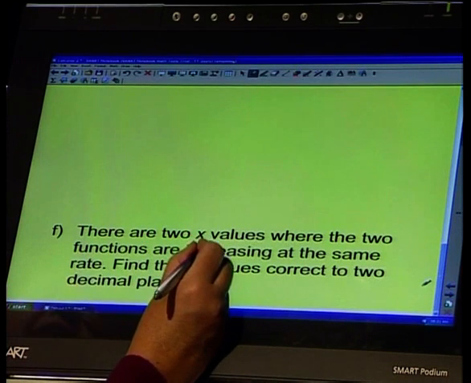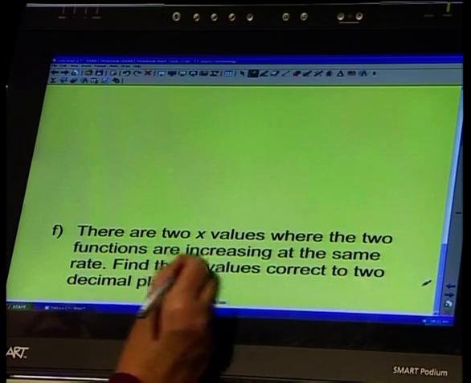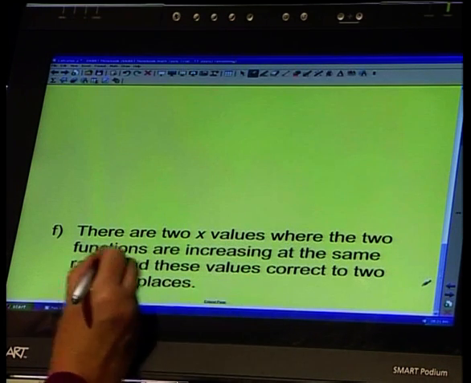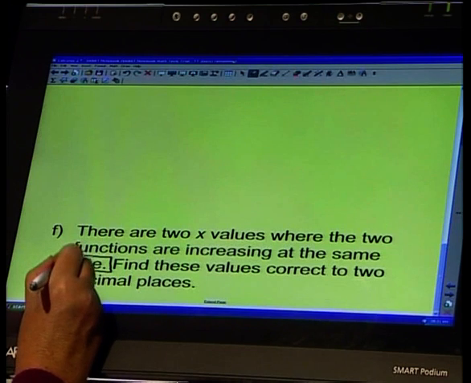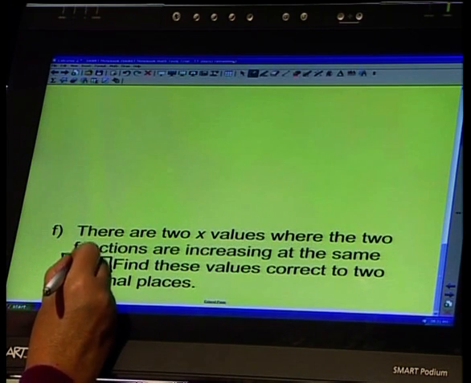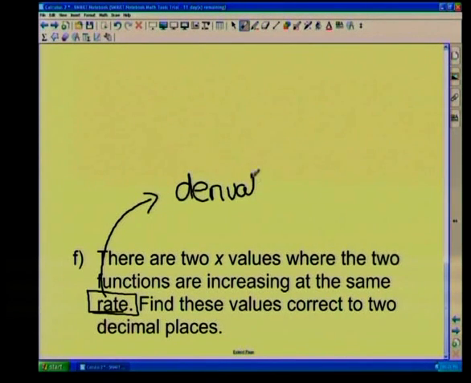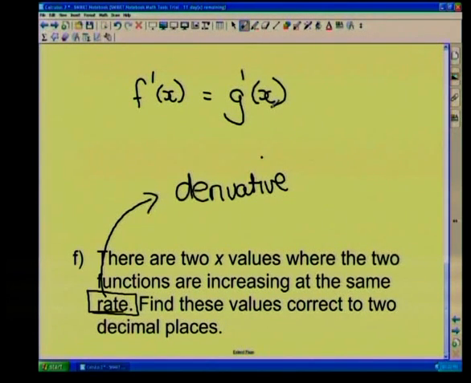There are 2 x values where the two functions are increasing at the same rate. Find these values correct to 2 decimal places. Now, as soon as you hear the word rate, and next lesson we will spend a lot more on that, rate implies derivative. So what we would be doing is we'd be taking the derivative of f and putting it equal to the derivative of g. And then we would solve for x, and that would give me 2 values. They've told me that there are 2 values where this happens.